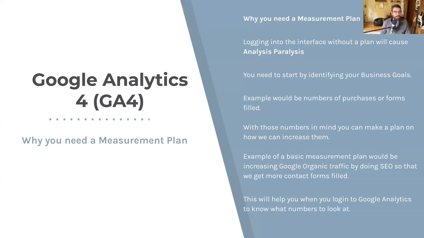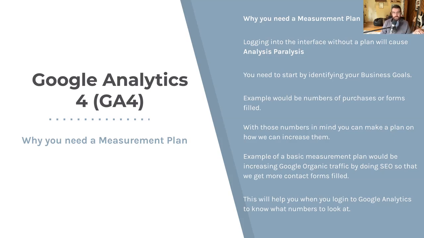Generally, just about every website is going to have one or two metrics that are important, like number of purchases and forms filled out. So if you're getting leads for the school, the students are applying, you want more people to fill out those forms, or people booking times for massages with the students. So what we're going to do is take that number, the forms filled or purchases, and then make a plan on how we're going to increase it. A really basic plan would be increasing our Google traffic by doing SEO, which will get more people to our website, which means hopefully we're going to get more forms filled.